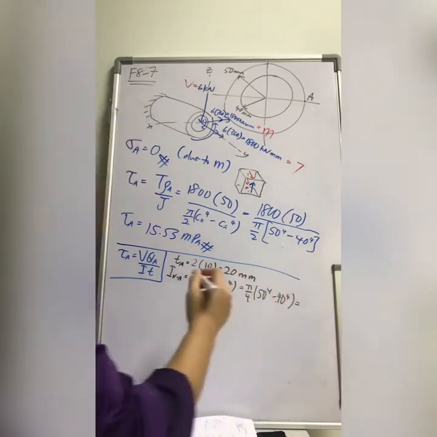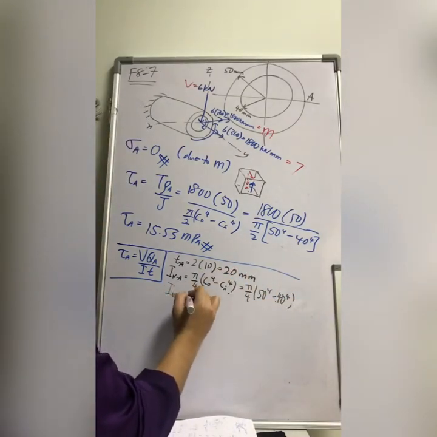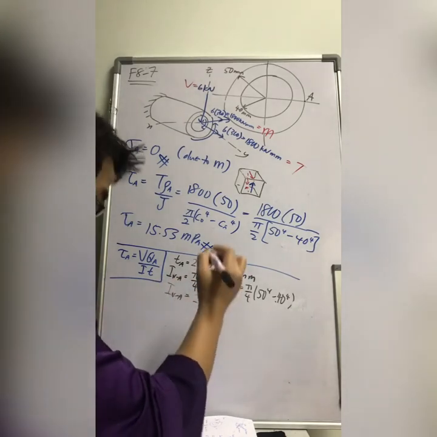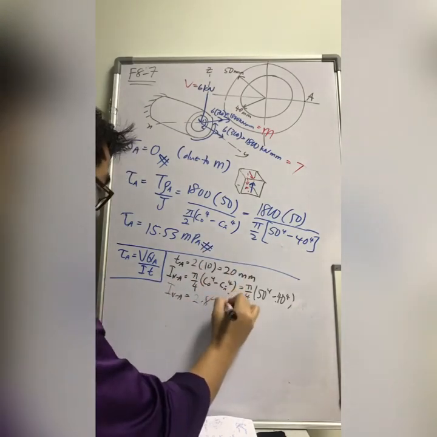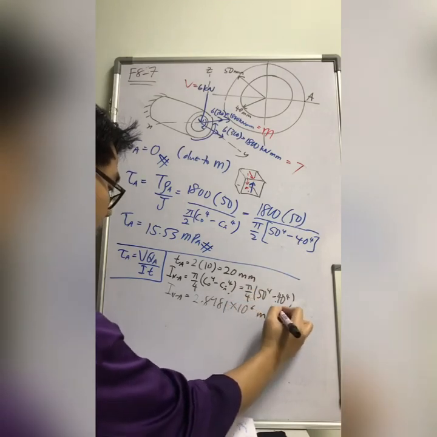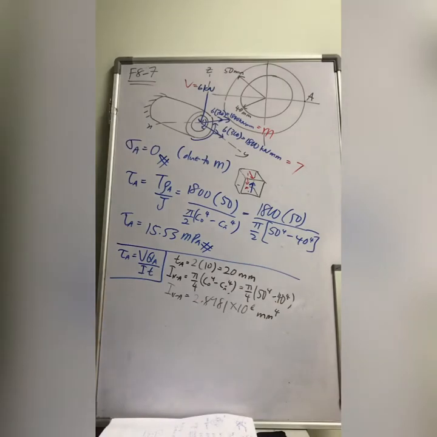Okay, and then you will get your I neutral axis as 2.8981 times 10 to the power of 6 millimeter to the power of 4. Okay, what else? You need to find the Q.